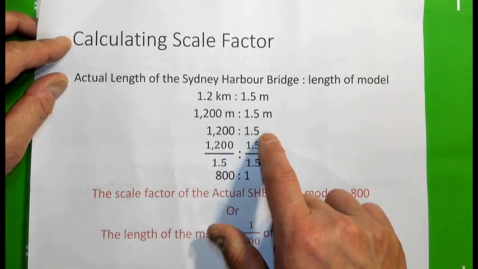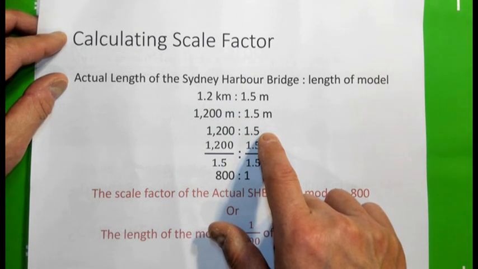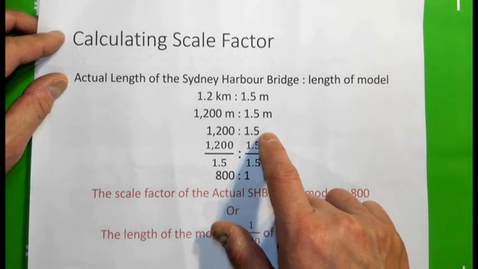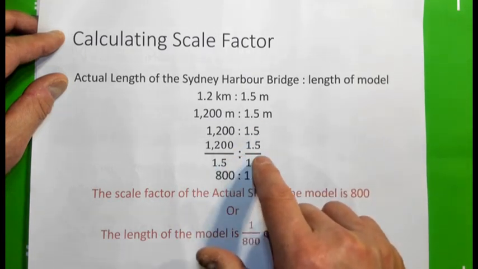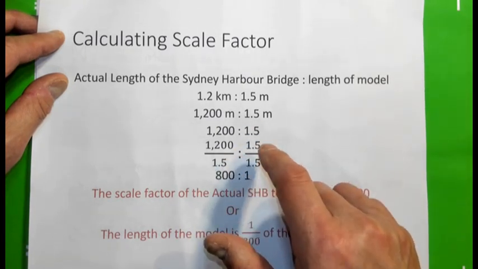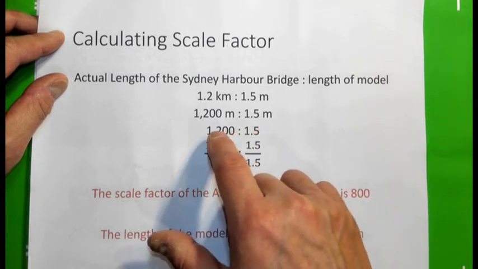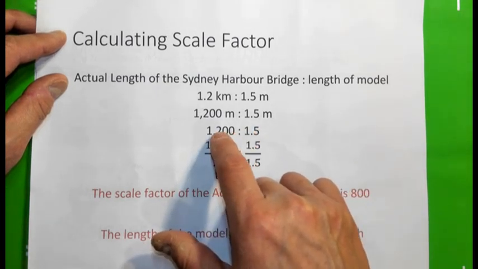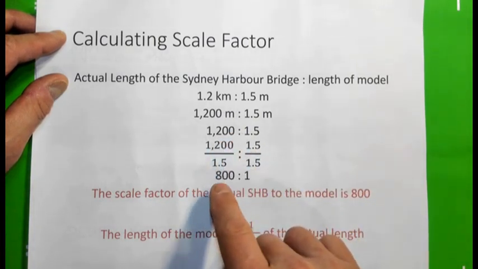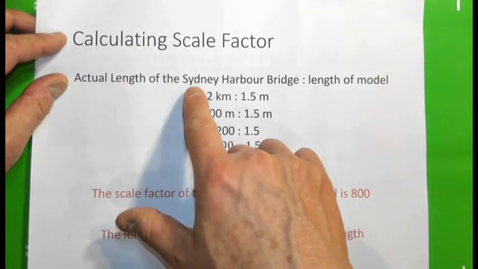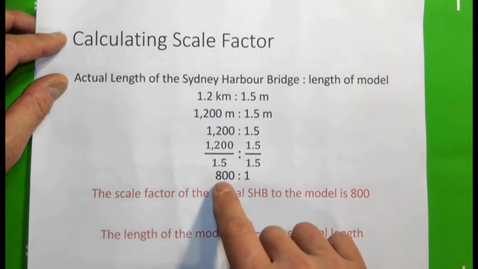We can drop the meters because we are looking at a factor, which is a number. We don't need a unit. And then we make one side of it 1. So it could be divided by 1.5 or divided by 1,200. In this case, I've chosen 1.5. And therefore, the actual length of the Sydney Harbour Bridge to the length of the model is 800 to 1.